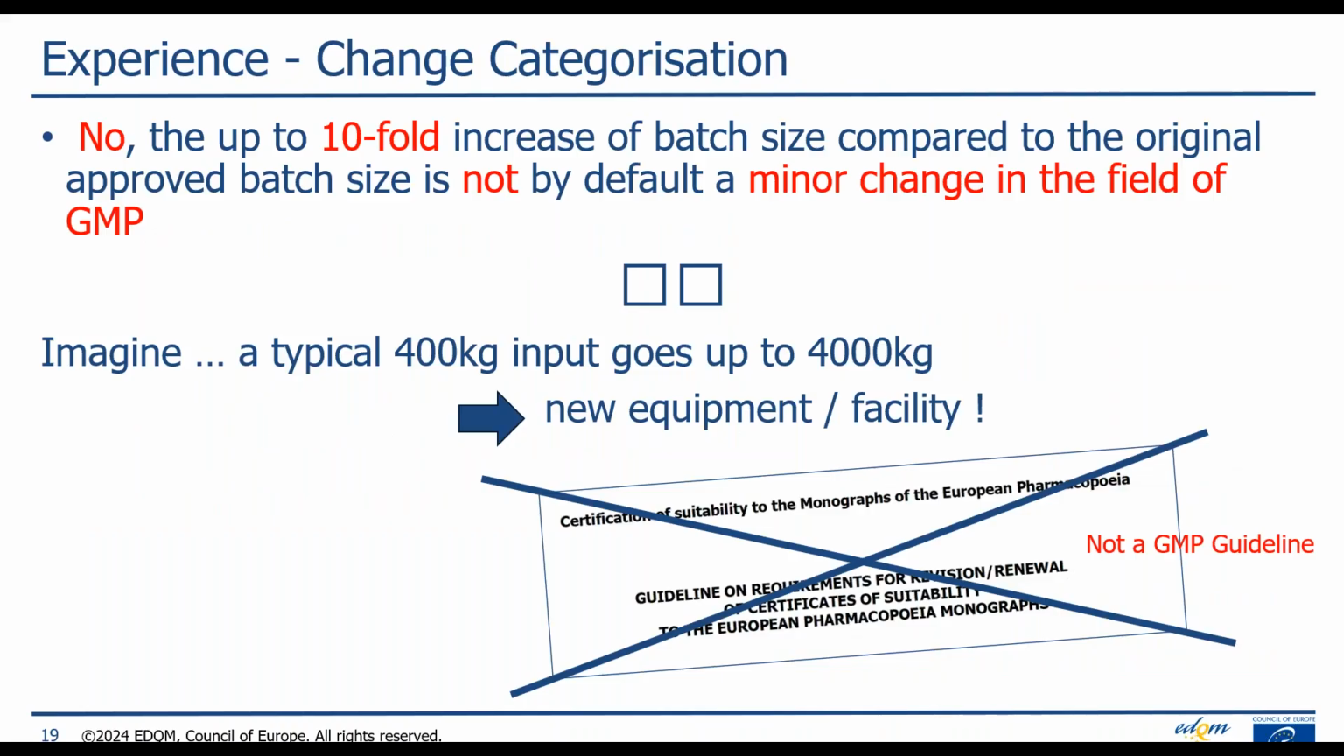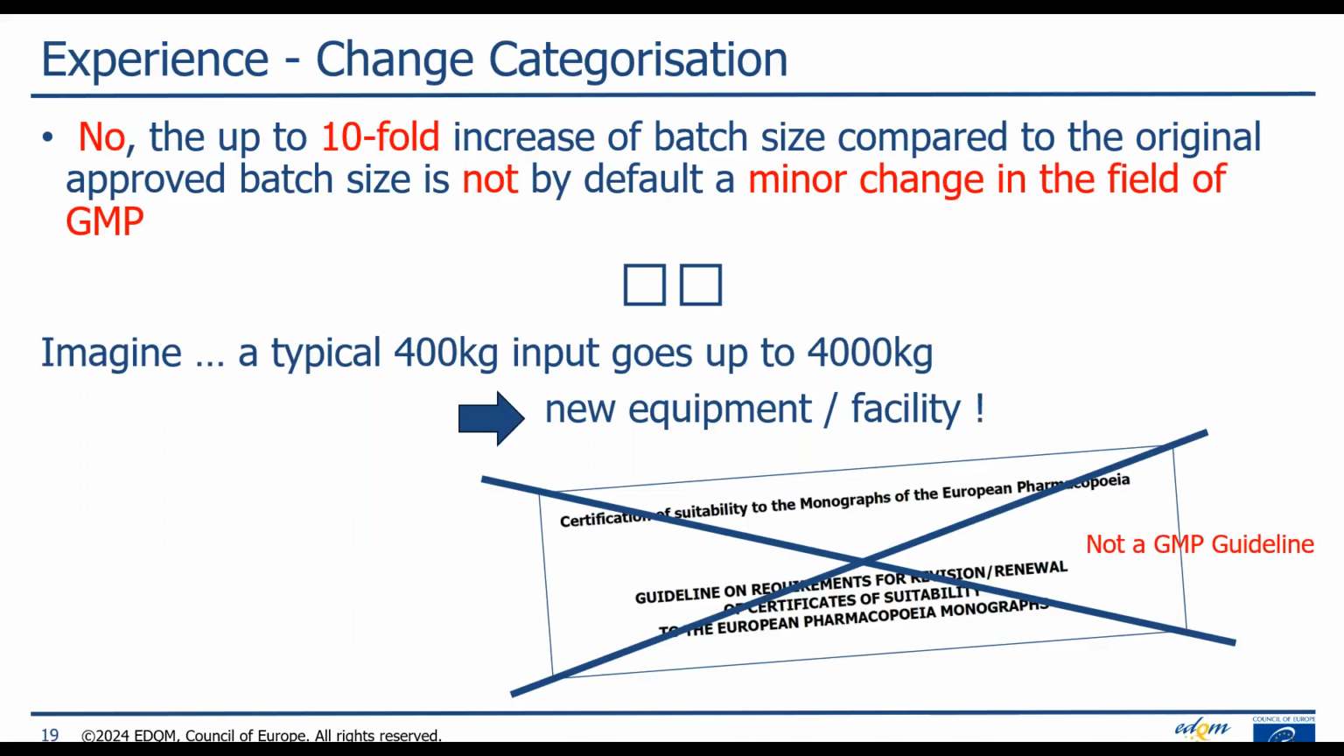And so this slide, that's a very personal slide. For inspectors, it's quite nice if they can copy-paste deficiencies, and this one I can copy-paste in 50% of the cases. Firms struggle to come up with examples of changes when it comes to categorization. What is a minor change? What is a major change? And very, very often, more than 50% actually, I see that the firm puts an up to 10-fold increase of a batch size as a minor change categorization.